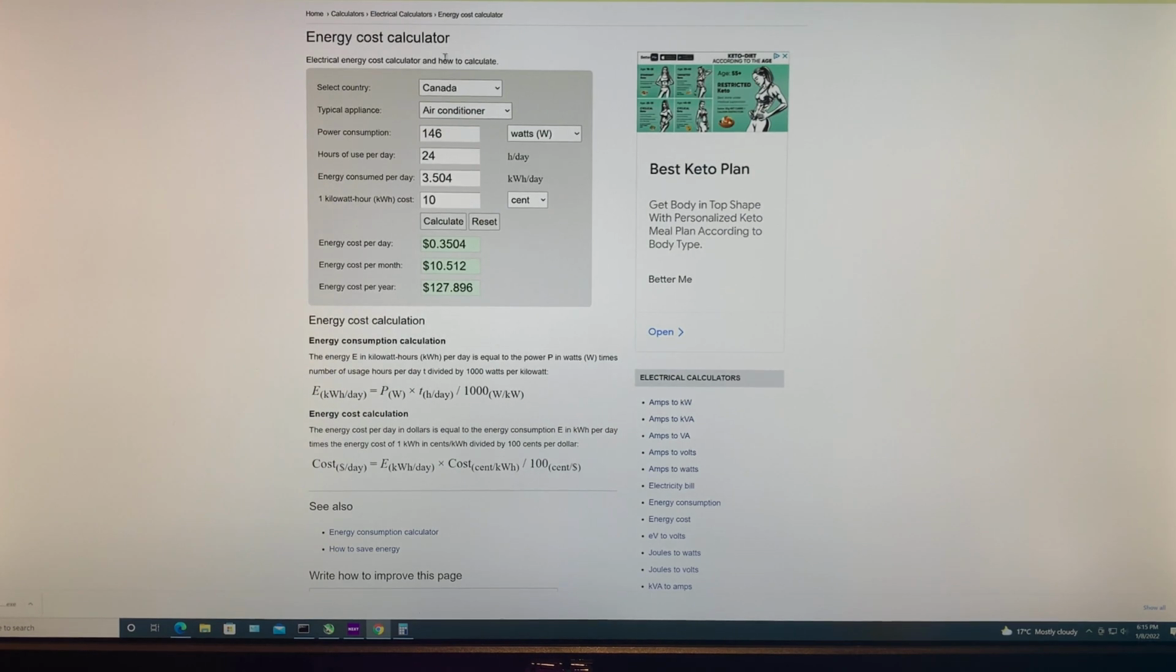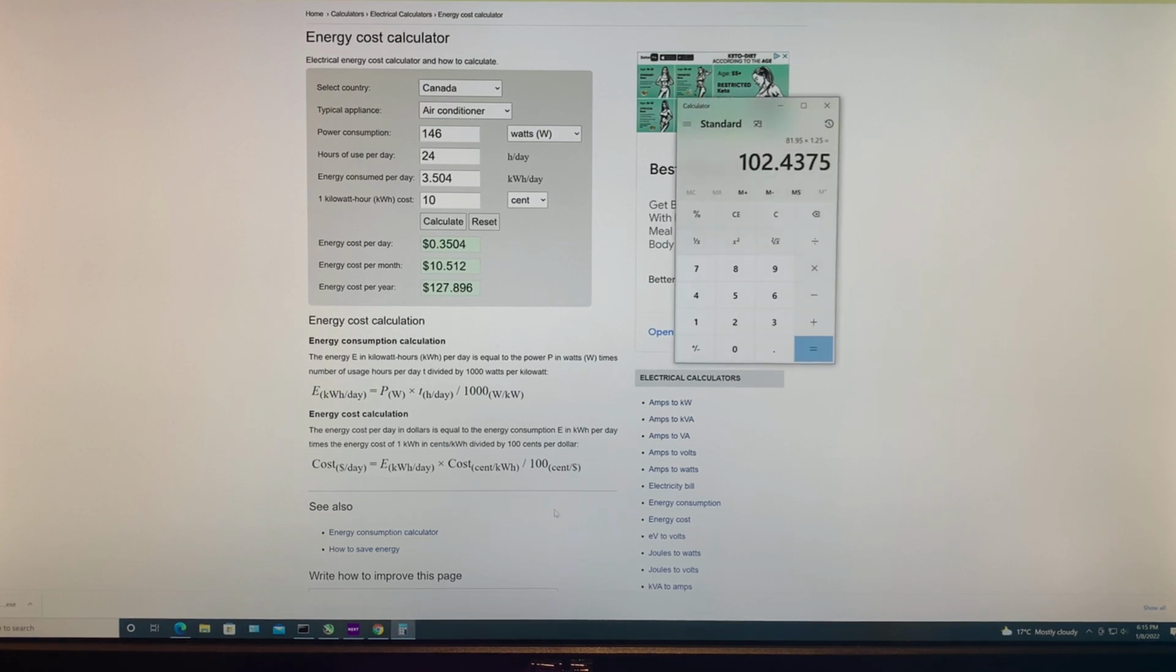So we've gone over to rapidtables.com, and we've entered in that we're pulling 146 watts, 24 hours a day. And basically we put in a 10 cent electric cost, and this comes out to about $10.51 a month in standard electric rate. So now we're going to go back over to our calculator, and we're going to take our $102 a month here, and subtract our $10.51. So after paying your electric bill, you are making almost $92, $91.92 a month.